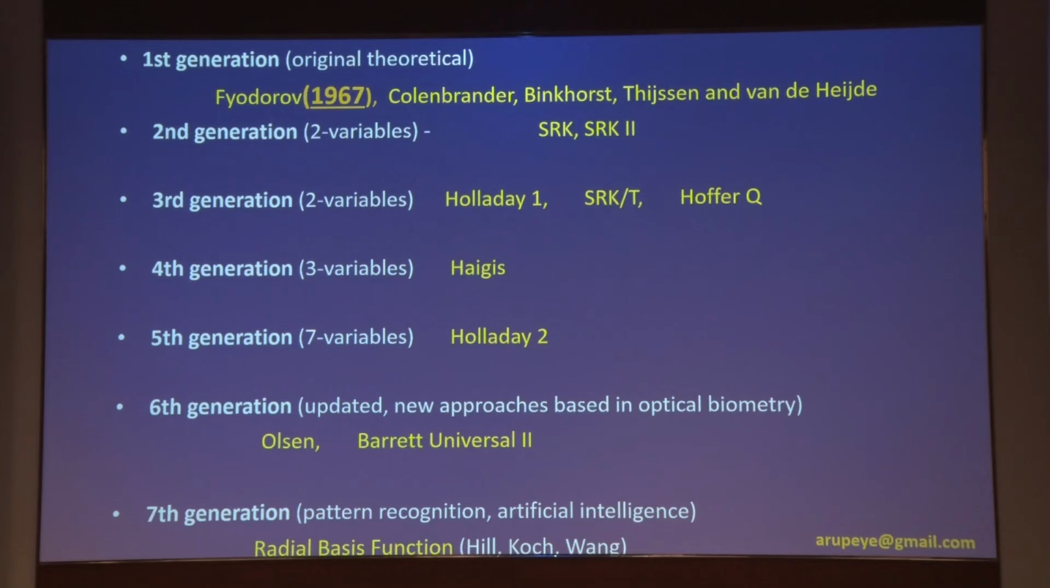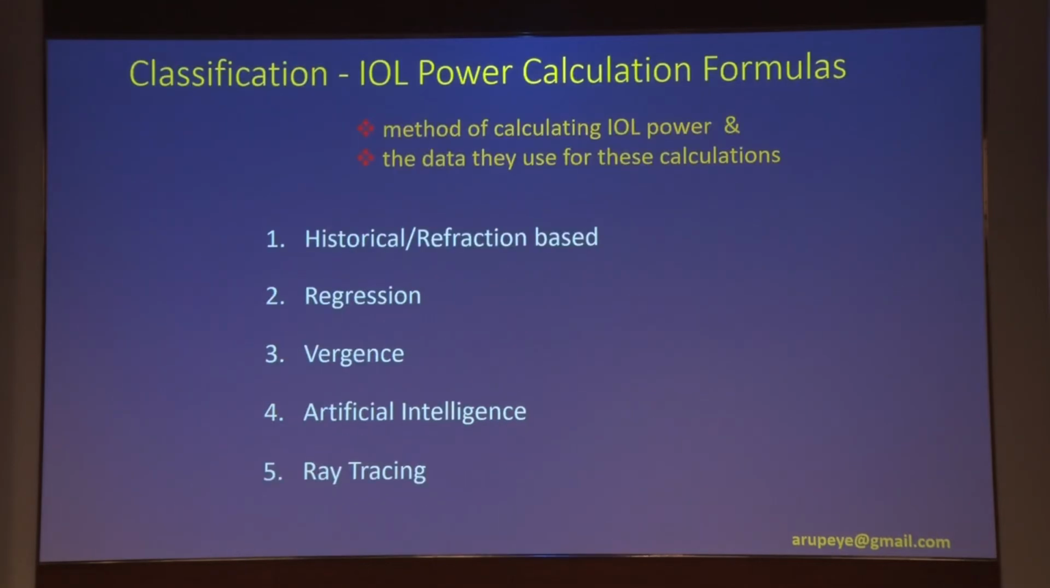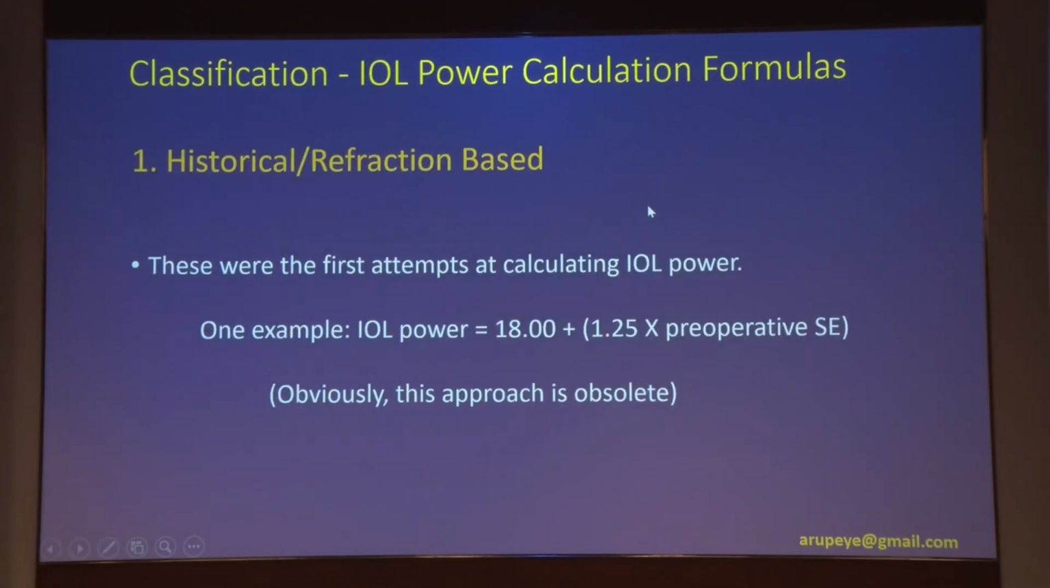So please do not follow this generational classification of formulas. It goes up to generation 1, generation 7. This is so chaotic. This doesn't have any method in it. And so we tend to follow this new classification system, which is based on the method of calculating IOL power and the data they use for these calculations. Historical refraction based: when I was a PG student, my teachers used to use an 18 diopter lens for all patients. That is again obsolete.